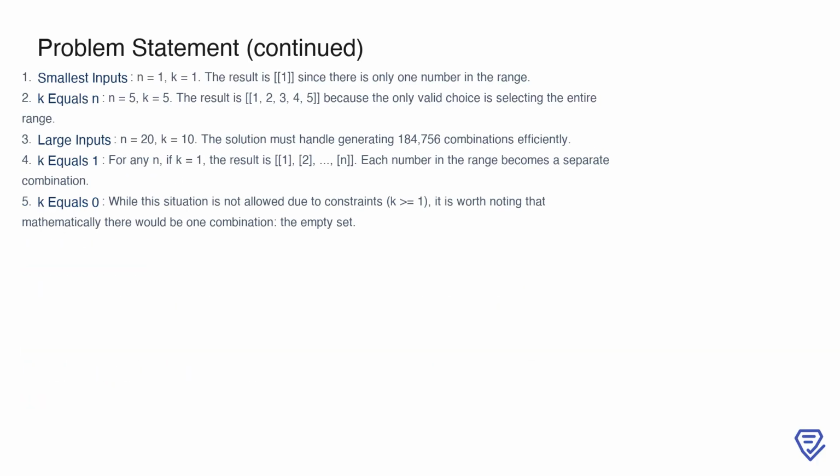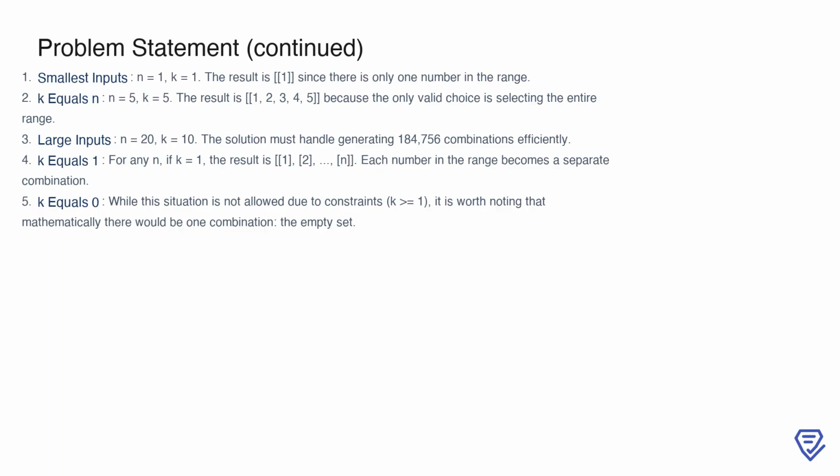When analyzing edge cases, we can identify a few scenarios worth considering. For the smallest inputs, such as n equals 1 and k equals 1, the result is simply [1], because there's only one number to choose. If k equals n, for instance n equals 5 and k equals 5, the result is just the entire range itself, [1, 2, 3, 4, 5].